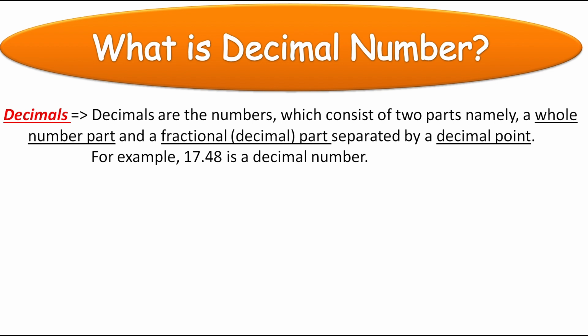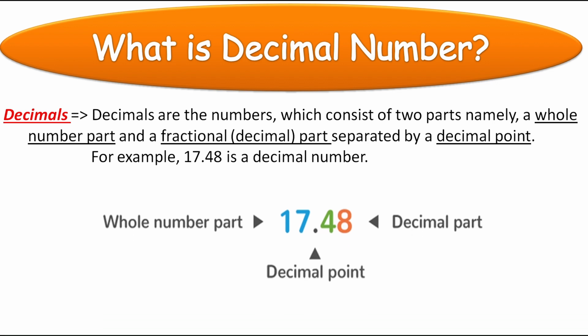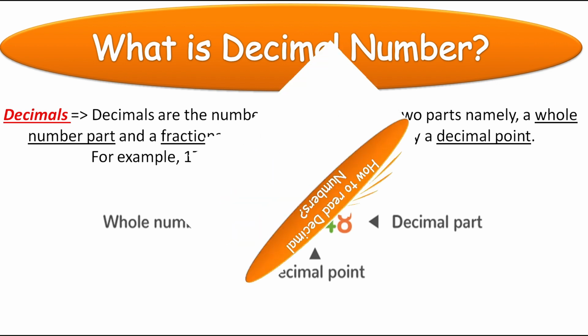I'll explain it to you. Here I'll take the number 17.48. Now here, this part, that is 17, we can call a whole number, and this point is called a decimal point, and this 48 is called the decimal part of the number. So all of this together we call a decimal number. Okay, now how to read this number?